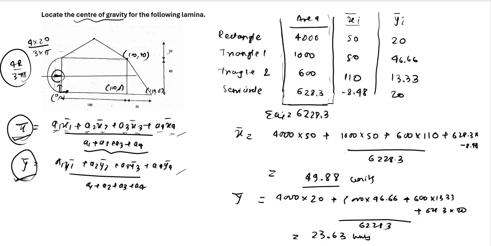So we have found the x and the y coordinate. The CG location will become x comma y, which is 49.88 comma 23.63. This is how you can solve this question.